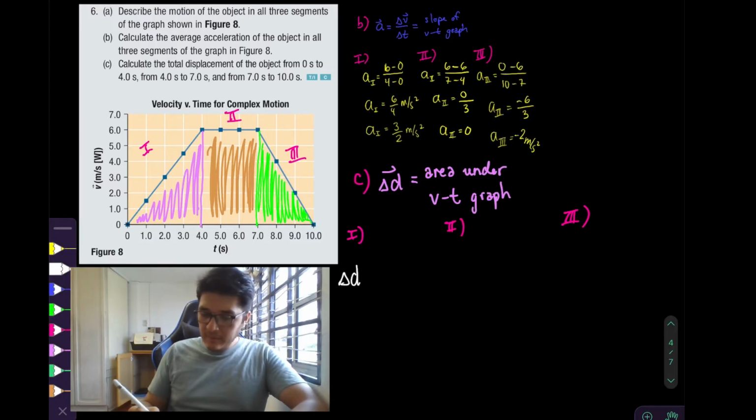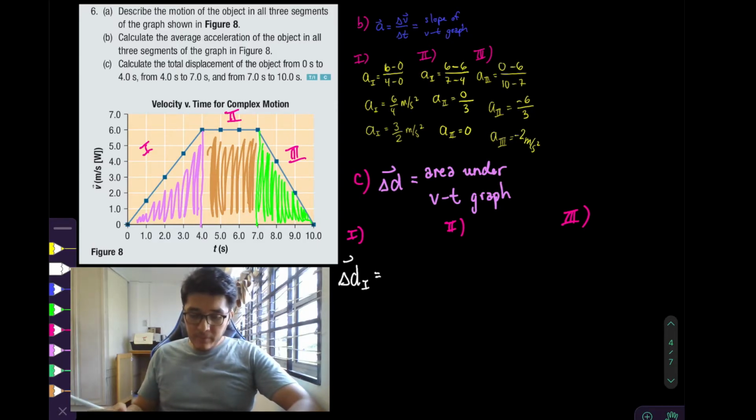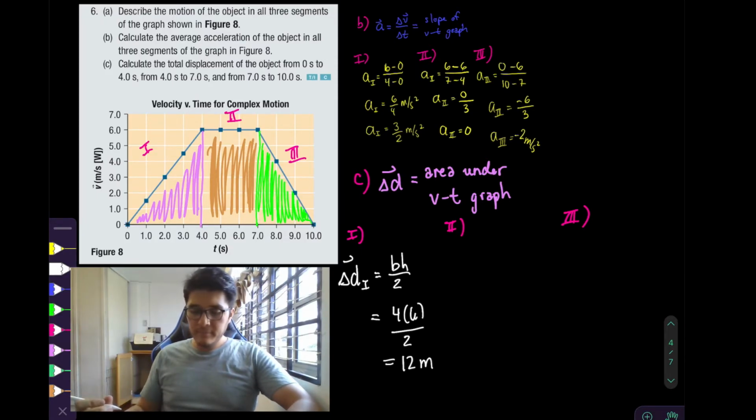So the displacement in the first part is just the area under the curve, because we have a triangle for the pink section. It's just base times height divided by 2. The base is 4 seconds, the height is 6. So 4 over 2 is 2, 2 times 6, 12 meters. You could check for yourself. The second displacement, oh, I should put the direction, sorry, west.